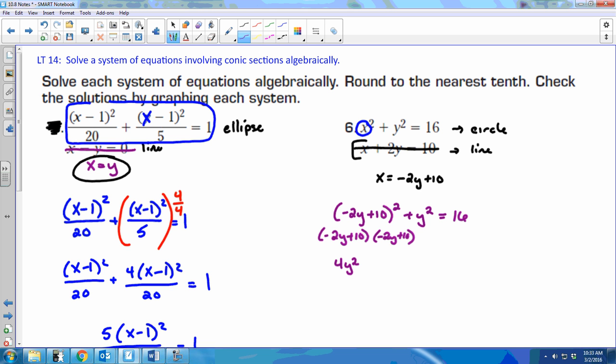Outside terms would be -2y times 10. That's -20y. The inside terms would be -2y times 10. There's another -20y. So that makes the middle term -40y. And then the last terms, 10 times 10 is 100. Then I have this plus y squared still and equals 16. I have like terms, so I should combine those.